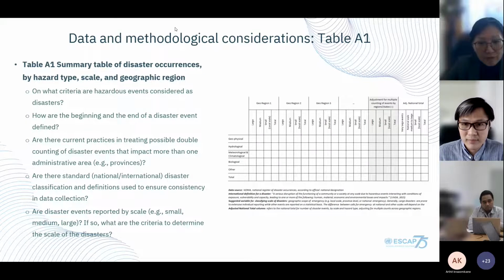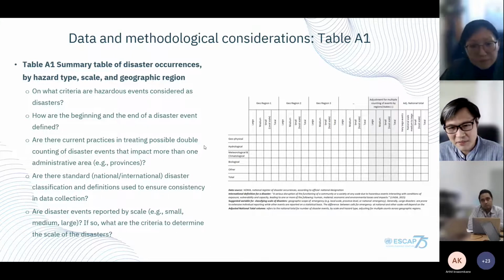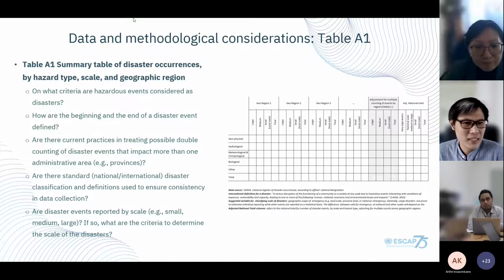Thank you. Thanks so much, Shasna. Can we hear from Bhutan as well? We have colleagues from Bhutan. Sonam, have you ever encountered issues of double counting in your disaster database? And how do you solve them if there were?